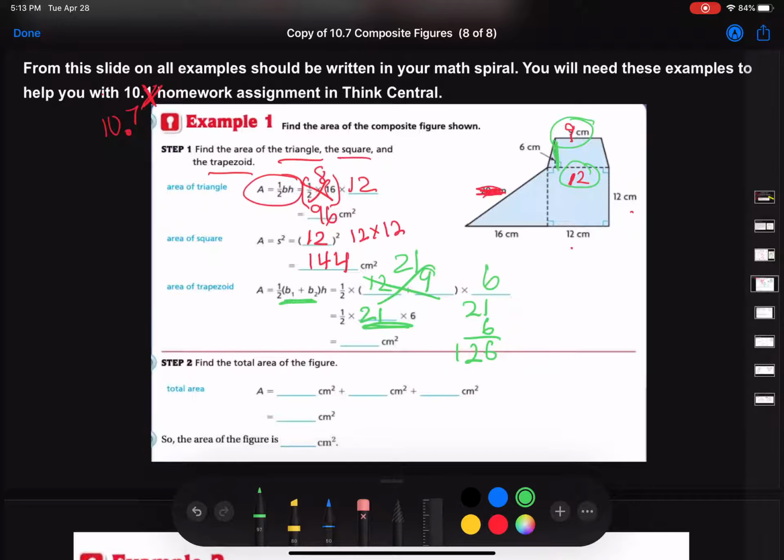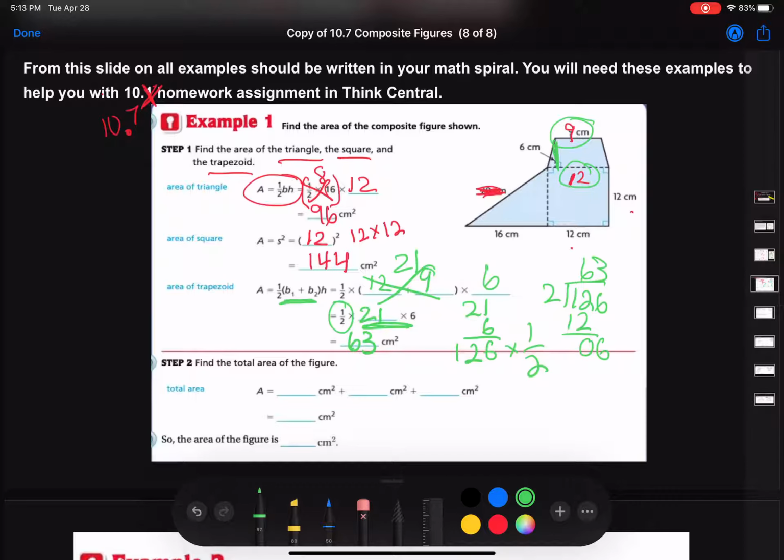You get 126. Then you need to take 126 times 1/2, because you can't forget that. You still have to half it. So that means all you're doing is just halving it, or dividing it by 2. Okay, and you're going to get 63. Okay, so for your trapezoid, your area is 63.